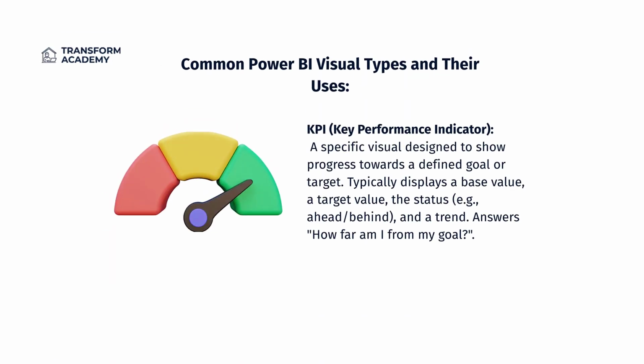KPI, key performance indicator. A visual designed to show progress towards a defined goal or target. Typically displays a base value, a target value, the status, for example, ahead or behind, and a trend. Answers: how far am I on my goal?